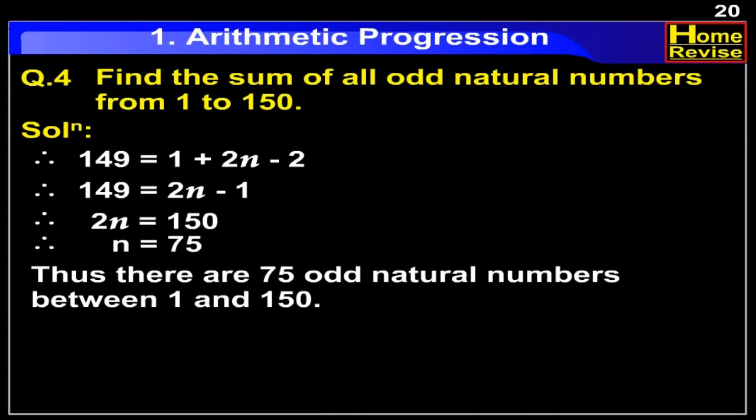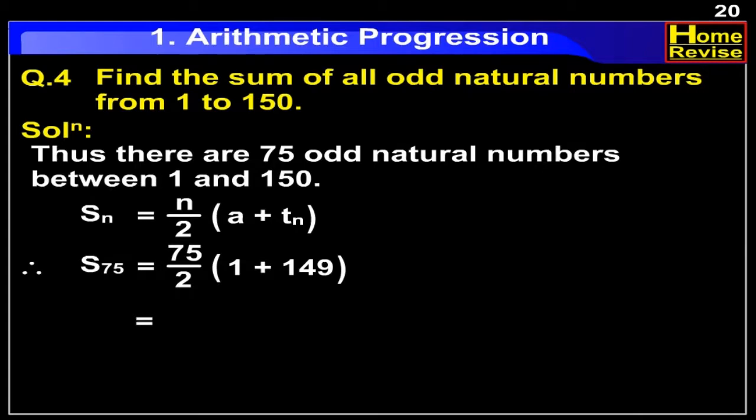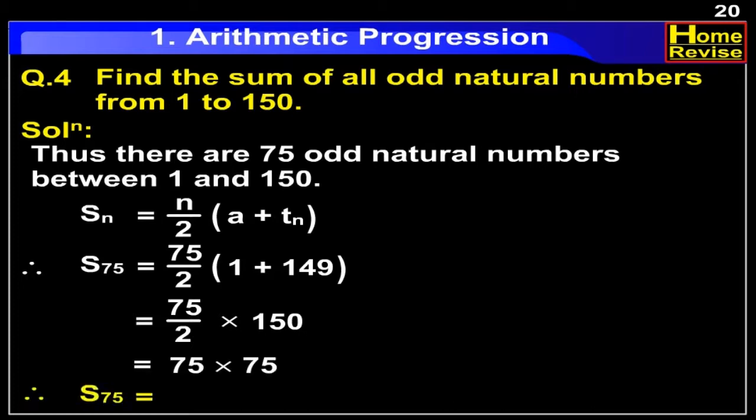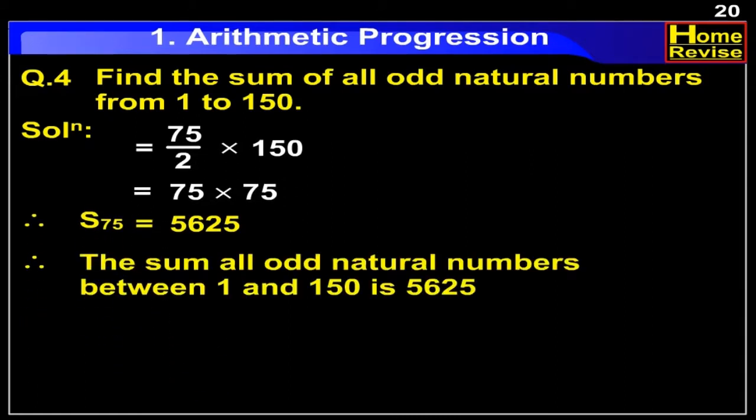Now, the sum of 75 odd natural numbers, that is Sn, is equal to n upon 2 into a plus tn. Therefore, S75 is equal to 75 upon 2 into 1 plus 149, which is equal to 75 upon 2 into 150 is equal to 75 into 75. Therefore, S75 is equal to 5625. Therefore, the sum of all odd natural numbers between 1 and 150 is 5625.